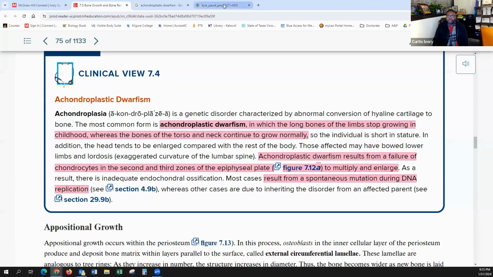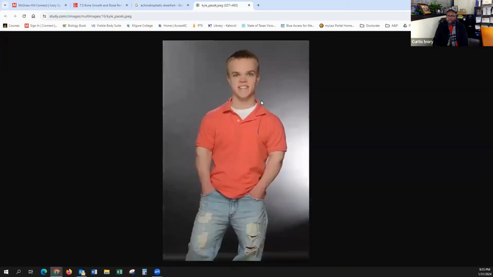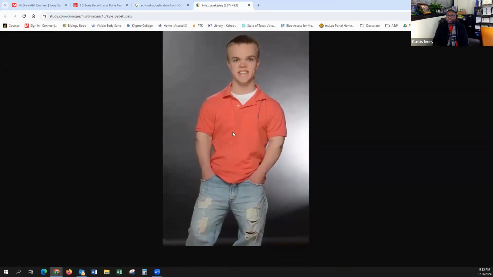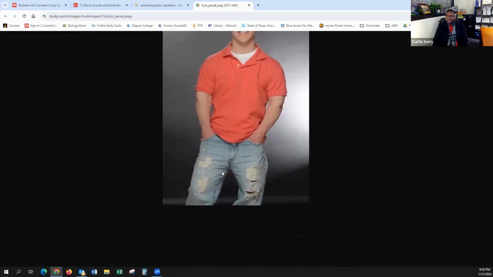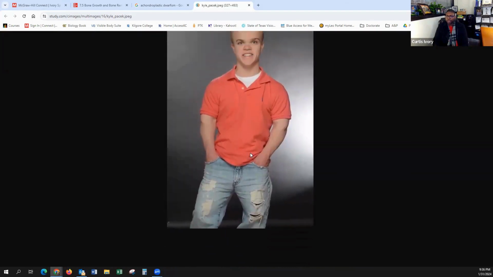So here's a picture. You can see that his torso, which is your chest and your abdomen, continued to grow like normal. His neck continued to grow like normal, but his legs and his arms, not so much.